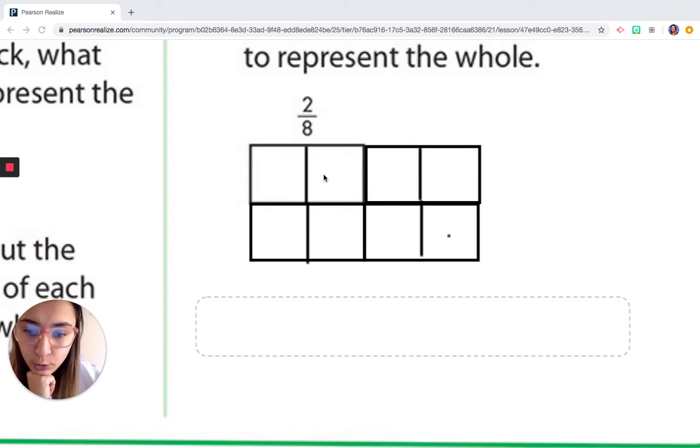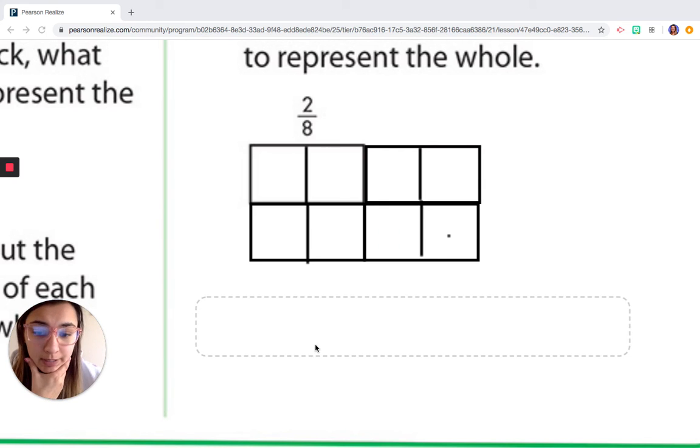So I knew that since I made this box the 2/8, I was going to need 1 of each of these squares. So I made 8. 1, 2, 3, 4, 5, 6, 7, 8. Now I know they don't look even, but we're just going to pretend that they're even.